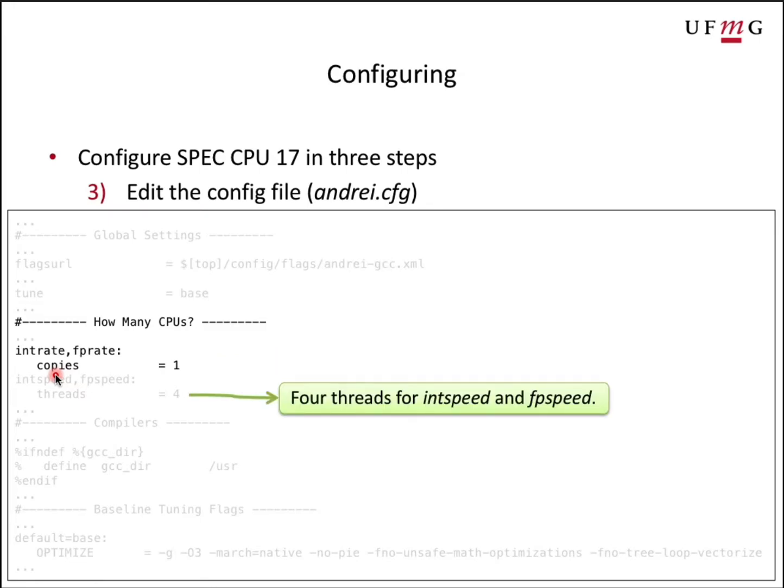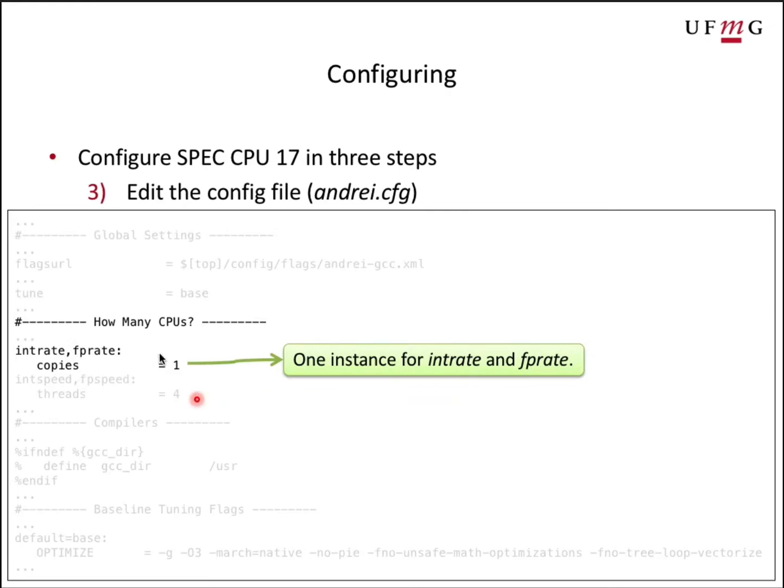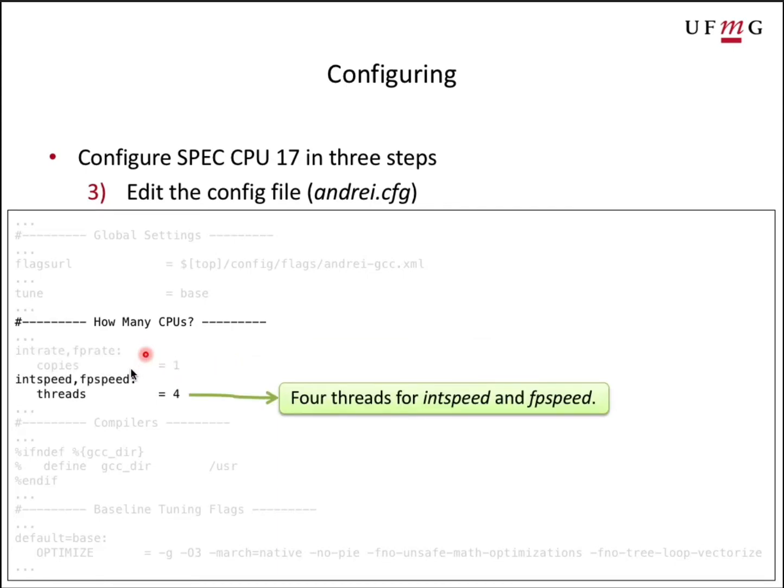And for the others, int speed and FP speed, we can actually choose how many threads we want to use. They are programs with threads, and we can set how many threads we want. But for this type of benchmark, we only have one copy. We cannot have copies and threads at the same time. We can only have one copy and many threads, while in the other case we have many copies but just one thread. So it's kind of distinct how they did this.